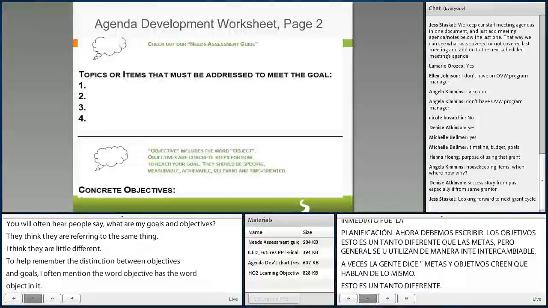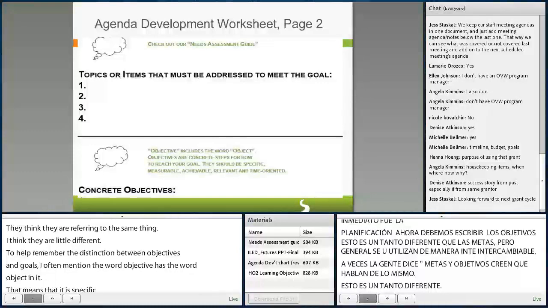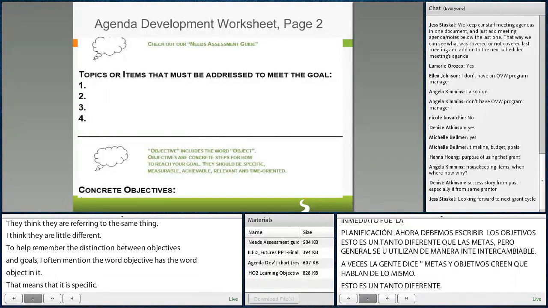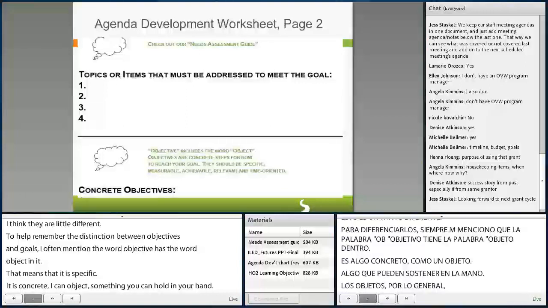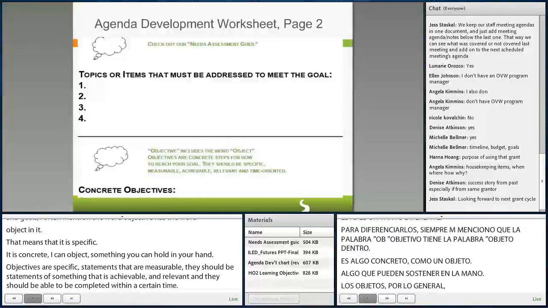Objectives typically are specific. They are statements that are measurable. They should be statements of something that is achievable and relevant, and they should be able to be completed within a time specific, so time-oriented. So earlier I had mentioned that I wanted to lose 20 pounds, right? That was my goal.